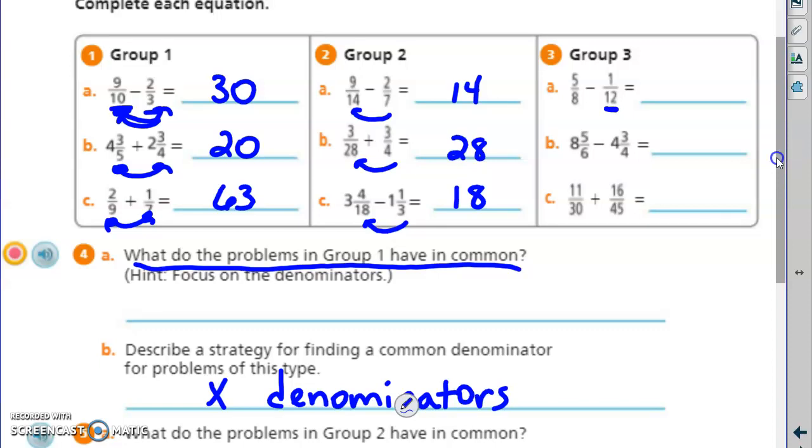12 times 1 is 12, 12 times 2 is 24. Does 8 go into 24? It does. That's a way smaller number than 96.